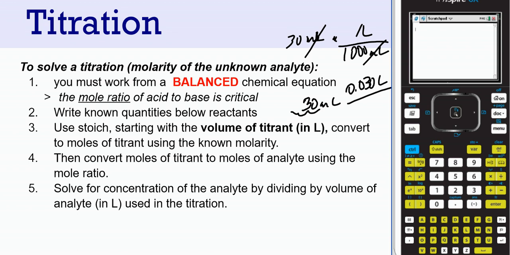So first, start with the volume of the titrant, and then we're going to use the molarity of the titrant to find the moles of the titrant, and we're going to use the mole ratio to convert that to the analyte, and then solve for concentration by dividing by the volume of the analyte.